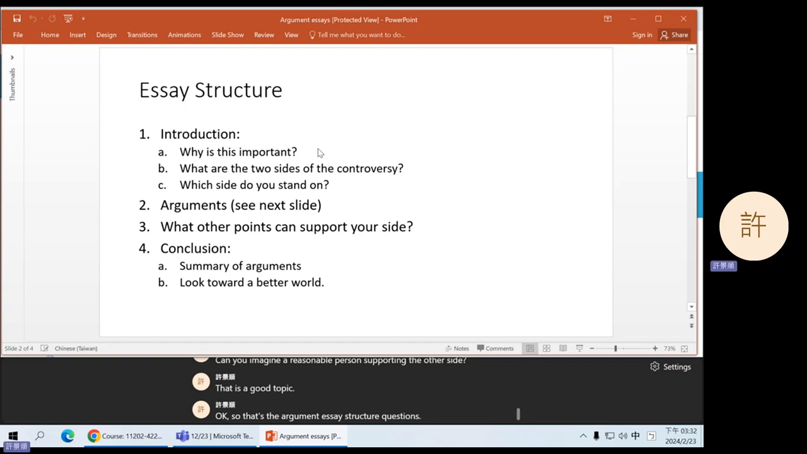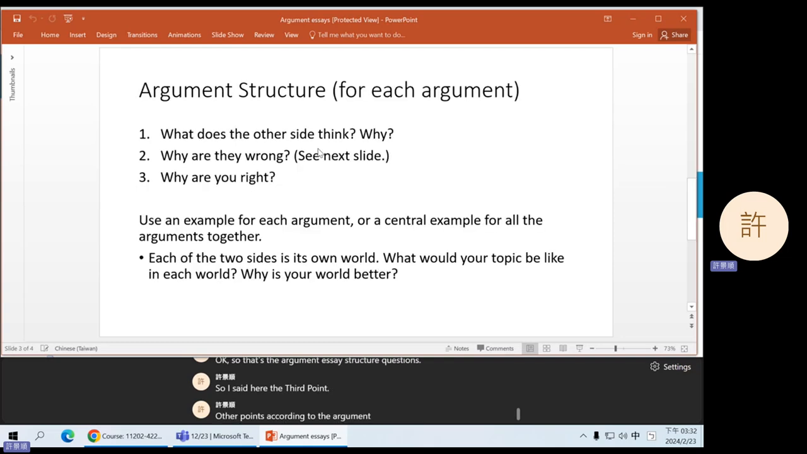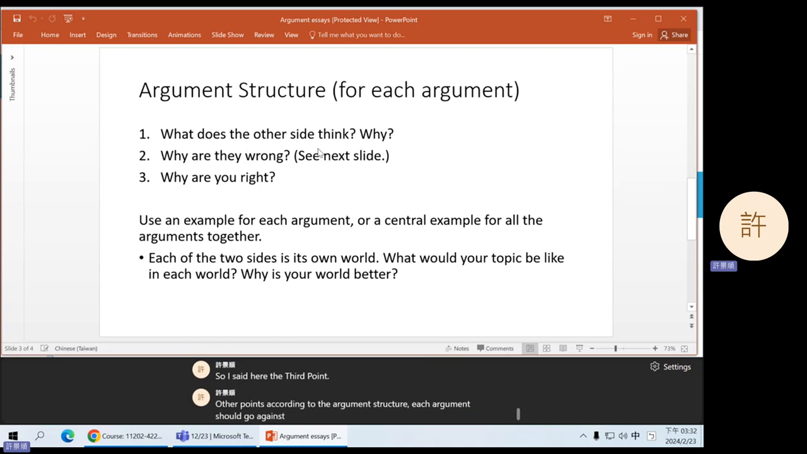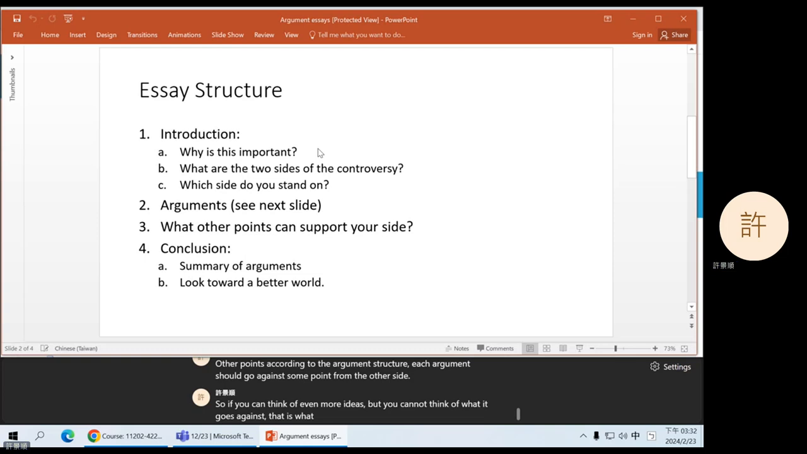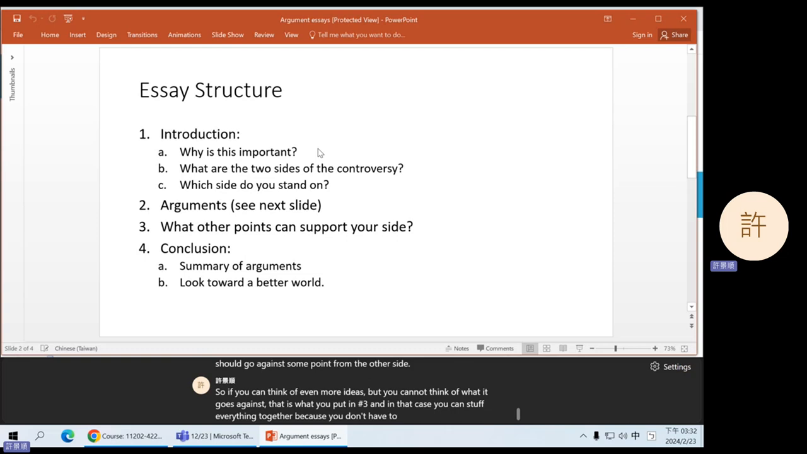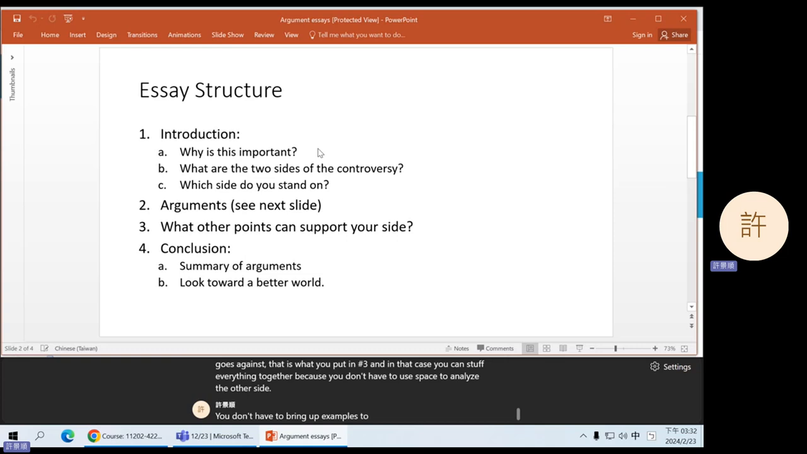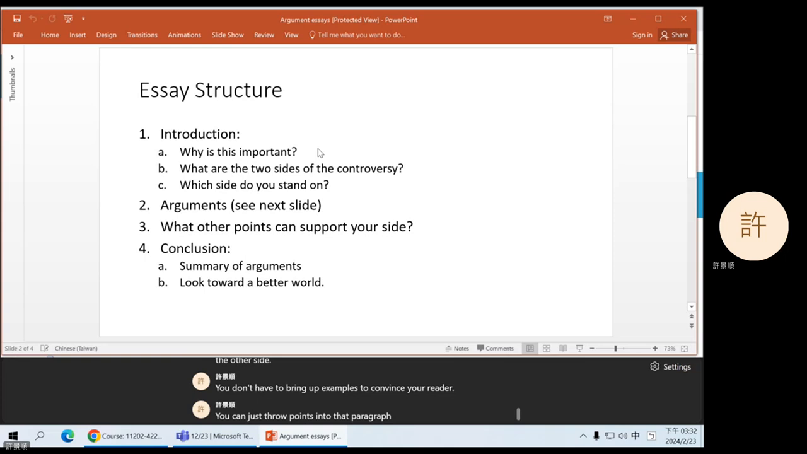So I said here, the third point, other points. According to the argument structure, each argument should go against some point from the other side. So if you can think of even more ideas, but you cannot think of what they go against, that is what you put in number three. In that case, you can stuff everything together because you don't have to use space to analyze the other side. You don't have to bring up examples to convince your reader. You can just throw points into that paragraph. Okay, so that is the basic structure of an argument.